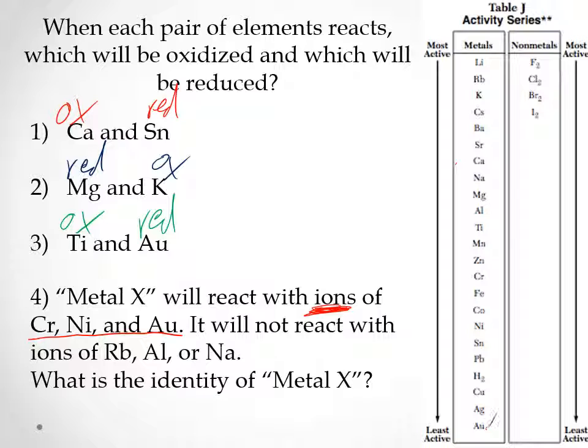Au is all the way at the bottom, doesn't really help us much. Ni is right here, so it has to be higher than that. And Cr is right here, so it has to be higher than that. So now we know we're somewhere above Cr on our chart.